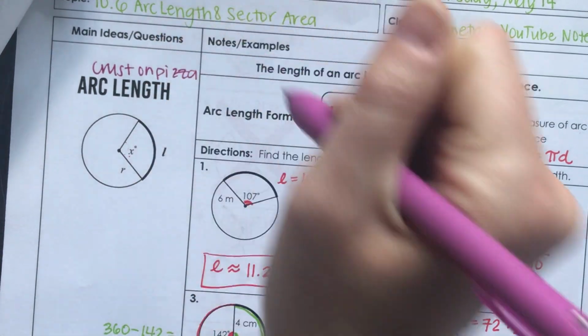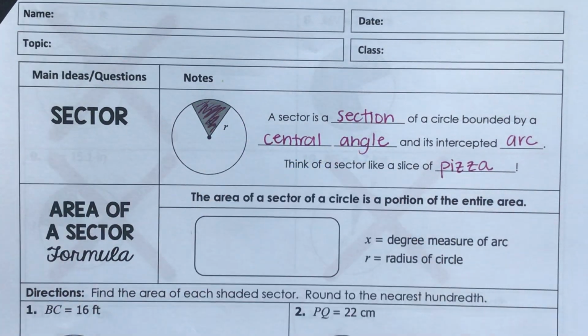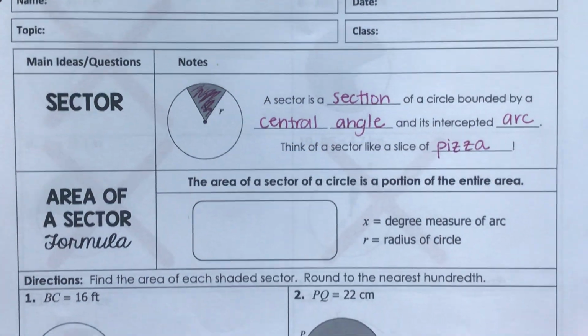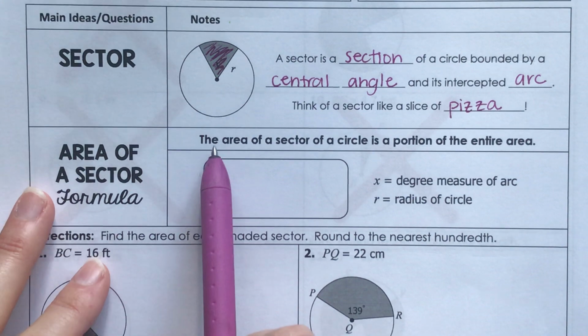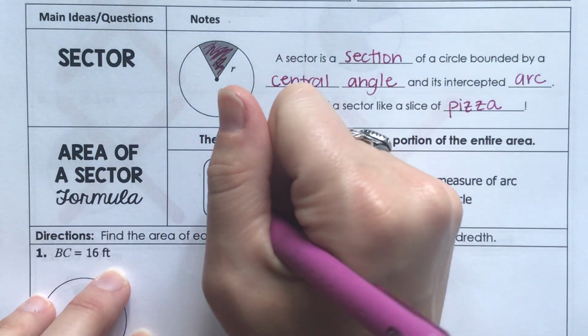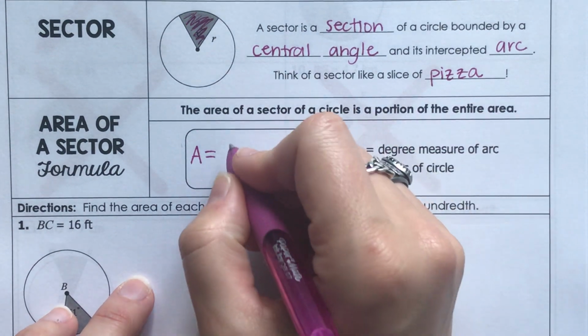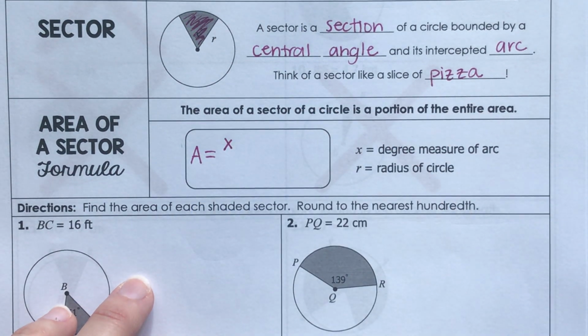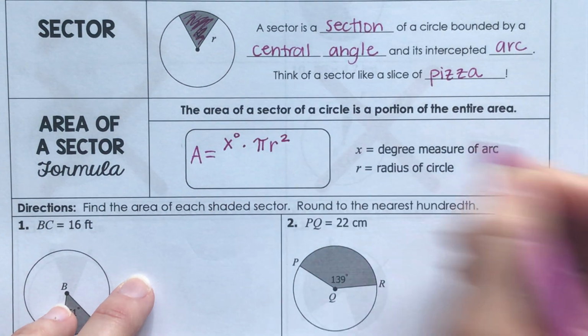How much pizza length do you have? And then the sector area is the actual slice of the pizza that you want to know how much you can eat. Now, to find the area of a sector formula, it's very, very similar to the other one. It looks like this. The area of a sector equals, X is still going to be my degree, whatever my degree is, except this time I'm going to multiply by pi r squared.